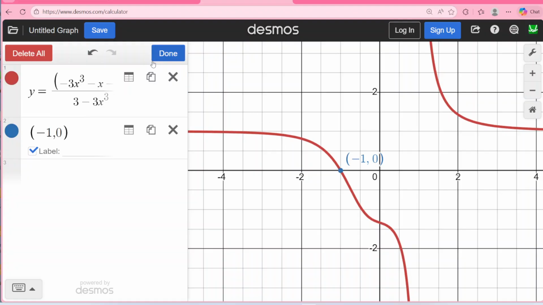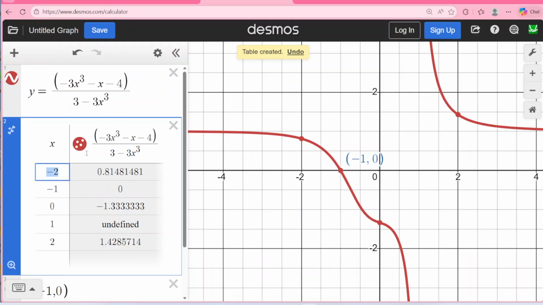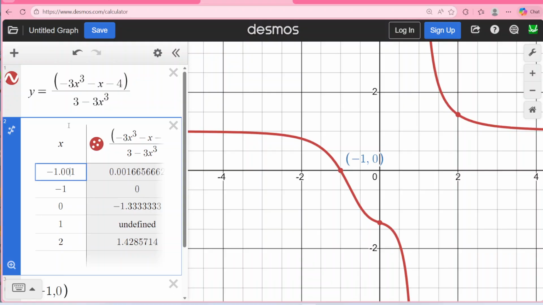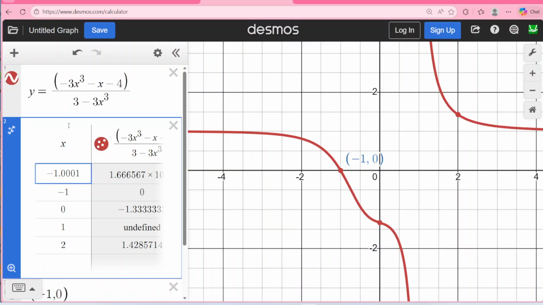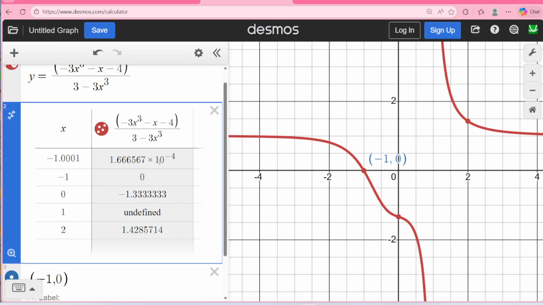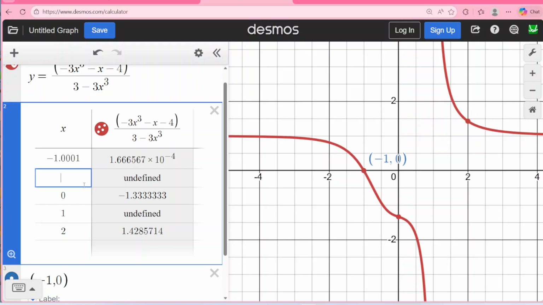You could have also seen this from a table, right? Go to settings, make a table for this. See what happens when I plug in values closer and closer to -1. Now, say from the left, that'd be -1.1, -1.01, -1.001. And you see how the outputs are getting really, really small. See, that's 1.6 times 10 to the -4th, which means move the decimal place to the left 4 places. So that'd be 0.0001. So you see how from the left side, it's approaching 0.